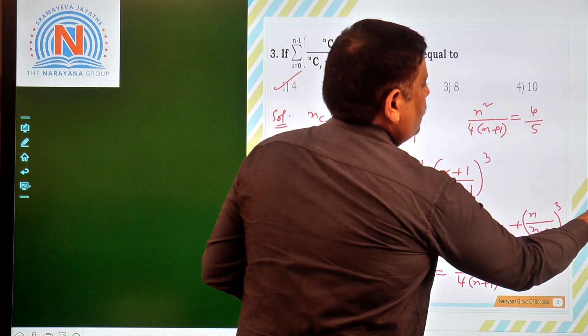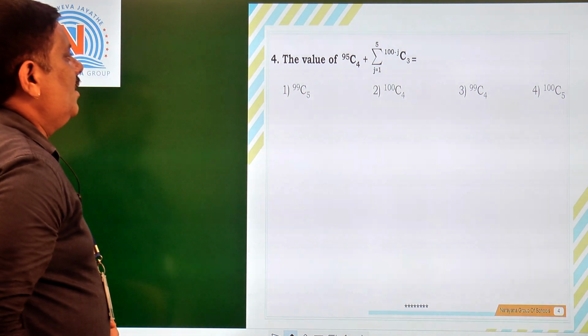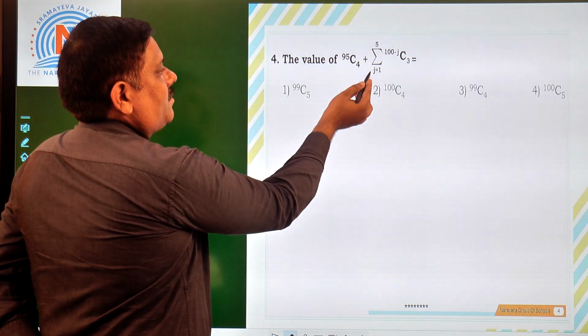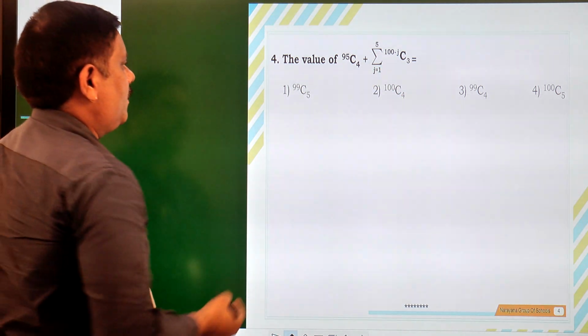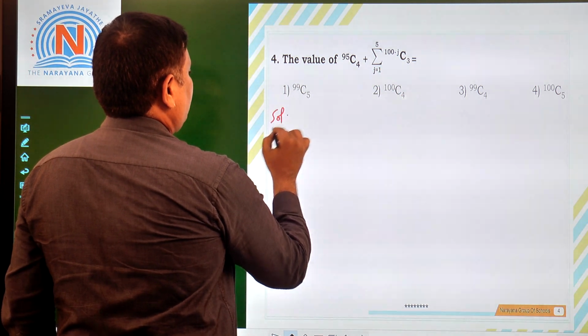Okay. Now we will move to the next question. The value of 95C4 plus sigma j = 1 to 5, (100 minus j)C3. What is the value for that? Let us see the solution.